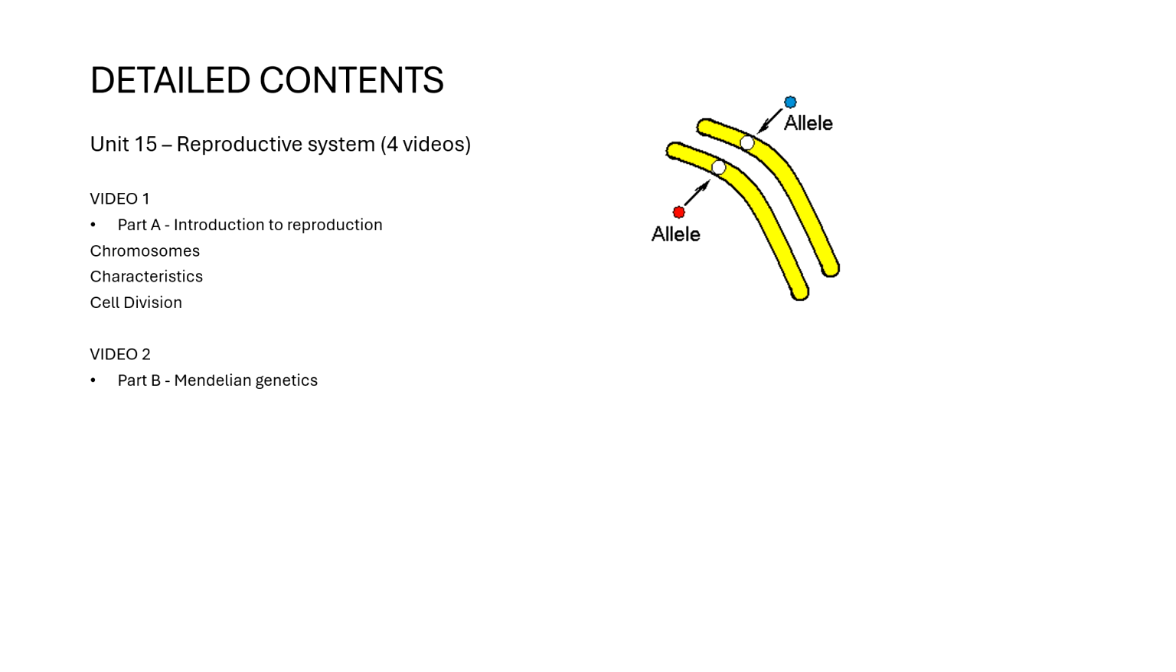Video 2 deals with Part B, Mendelian genetics. Now, this may seem a little odd because we don't normally cover much of this in an anatomy and physiology course, but I feel that it's important to provide a basis for the inheritance of characteristics. It seems complex, but it only deals with the simplest characteristics of genetics.